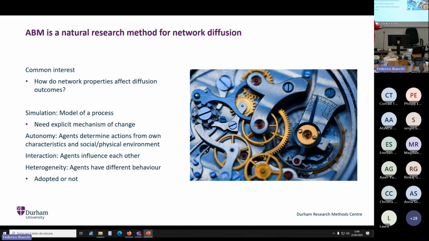And an ABM is just a simulation of a process. We have an explicit mechanism of change. We've got things like autonomy and interaction. So this is just setting the groundwork with stuff you already know, but possibly not quite from that perspective.